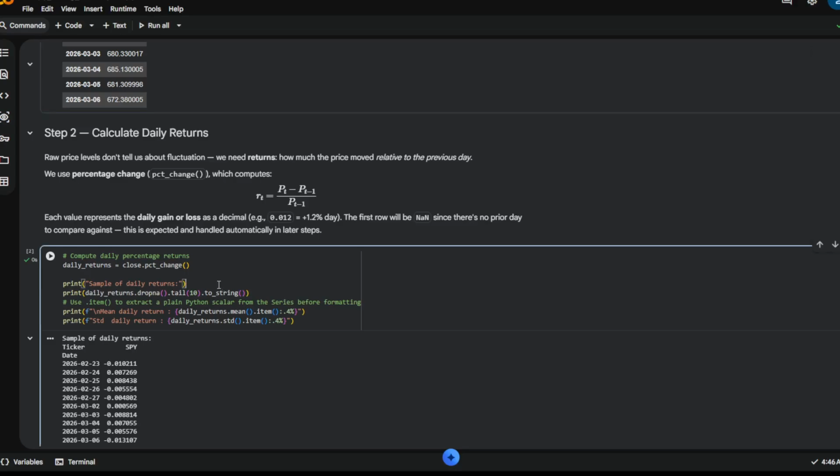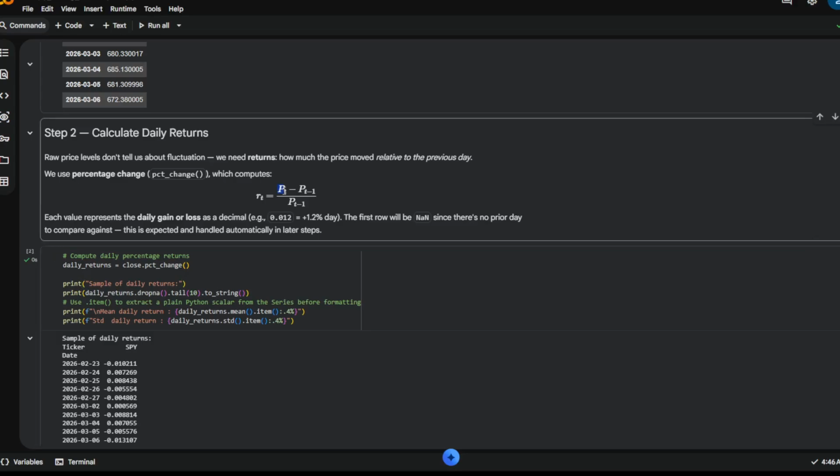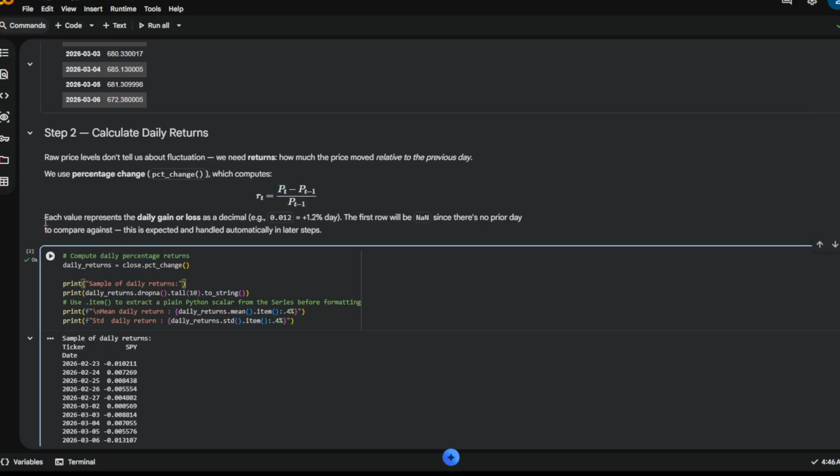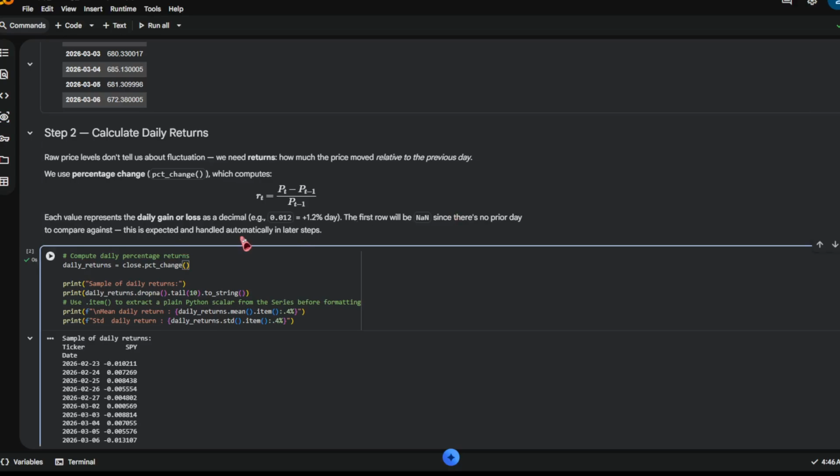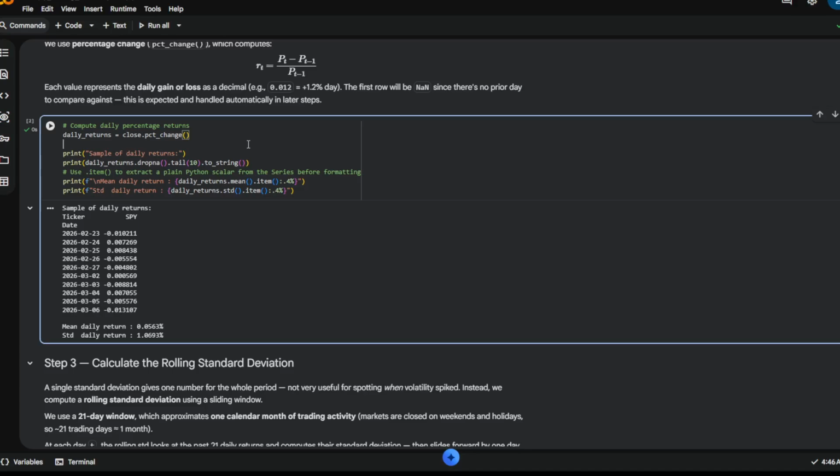To calculate the daily return, it's the current price minus the last day's price, divided by the last day's price. So each value represents the daily gain or loss. The first row will of course be empty since there's no previous day. So we will only start from index 1 because index 0 has no previous day. This will be automatically handled later. Let's run it.